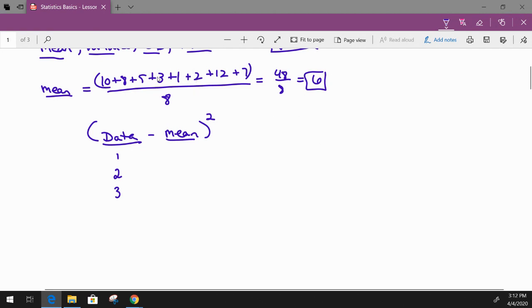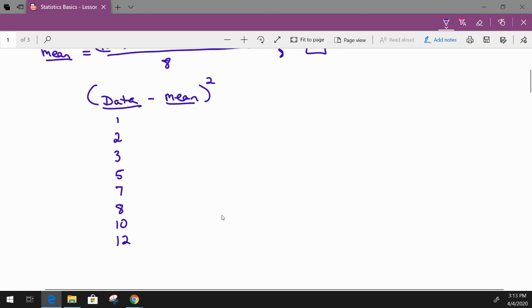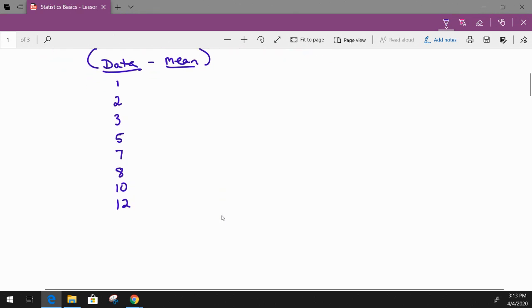So we've got 1, 2, 3, 5, 7, 8, 10, and 12. So I'm just counting 1, 2, 3, 4, 5, 6, 7, 8. Always a good idea to check to make sure that you have all of the pieces of data. So now I'm going to subtract my average, which is 6, from each of these. And then after I subtract it, I'm going to square those values.